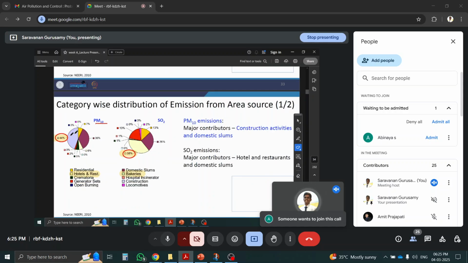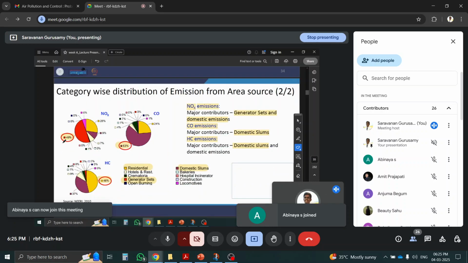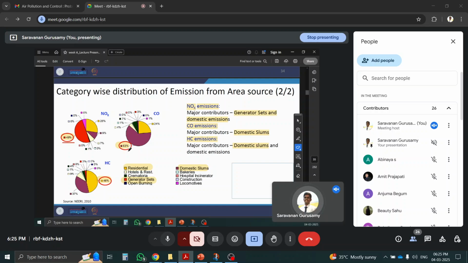So if you see, PM10 is more from hotels and restaurants, and sulfur dioxide is more from the bakeries. So this is the result for the area source emission. Again, if you see, NOx is higher from DG sets, generators, and carbon monoxide is higher in the domestic slums, and HC is also higher in domestic slums as well as residences. So most of the residences and domestic slums are contributing to larger emissions.